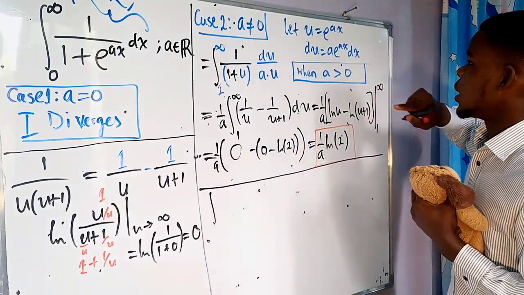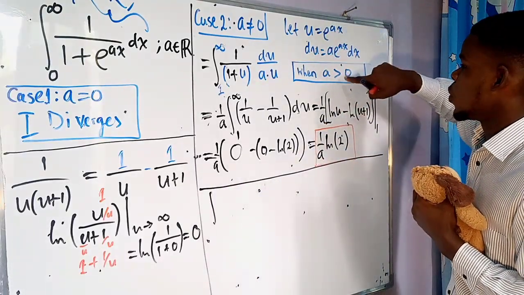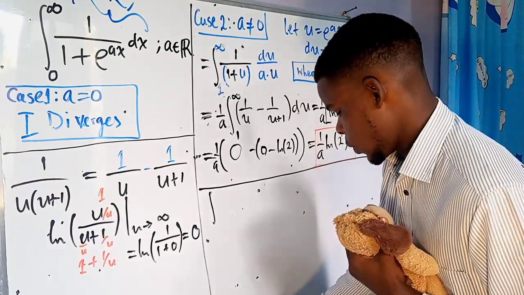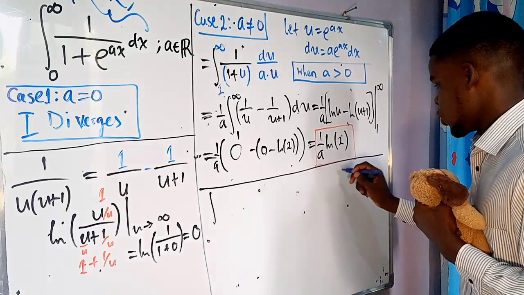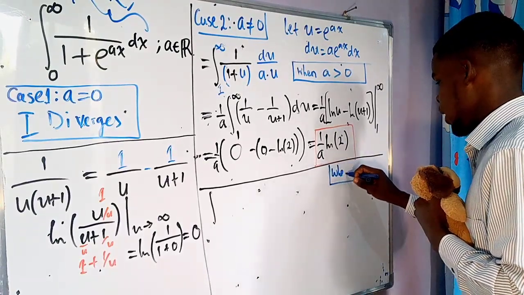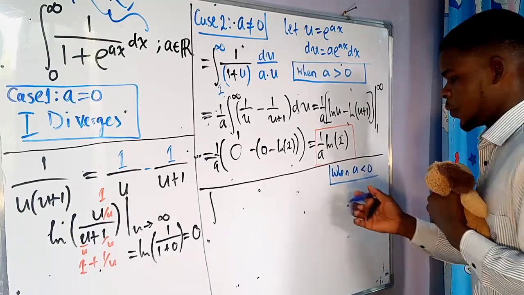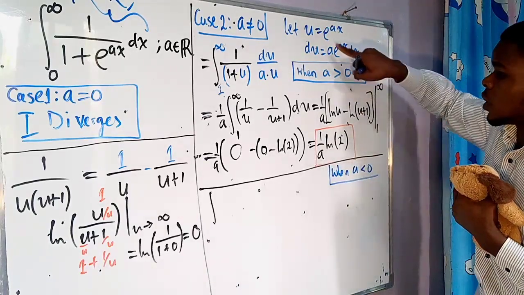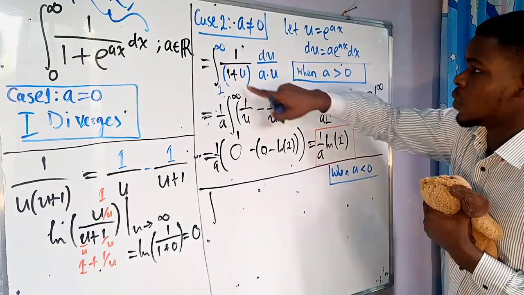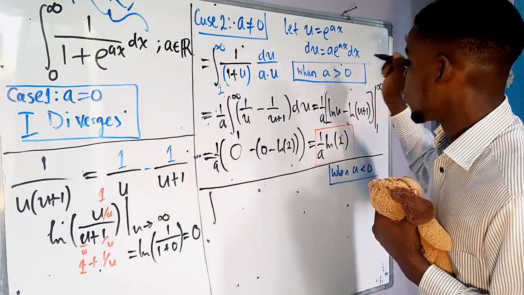Well, so you see that using this u substitution, let me put it down here. When a is less than 0, so we say when a is less than 0, all right? Okay, so this is going to be the integral. As when x is 0, u will be 1.